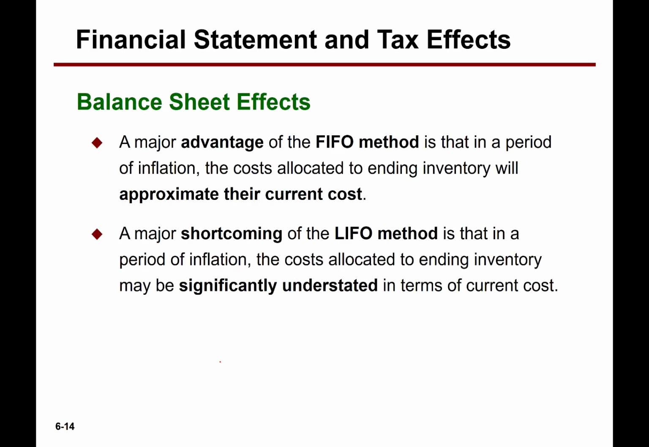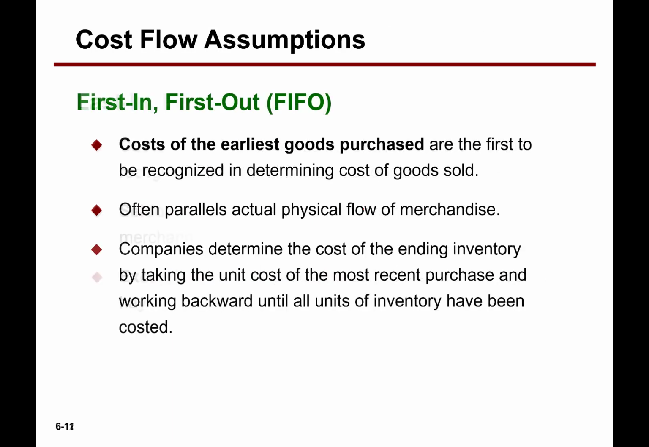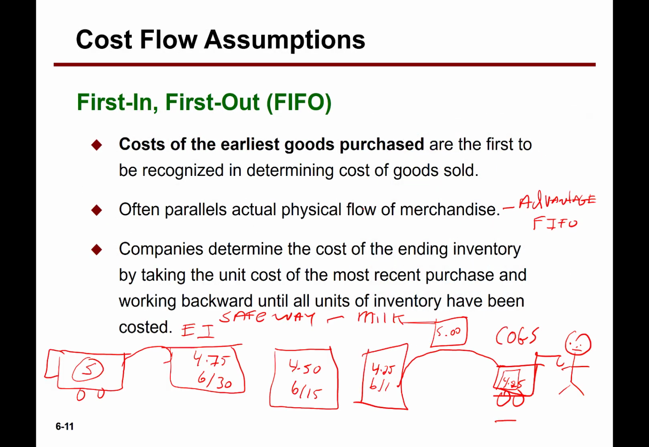Okay, so let's take a look right here. A major advantage of the FIFO method is that in a period of inflation, the cost allocated to inventory will approximate its current cost. So what happens? If this truck were to roll over accidentally on these milks and crush them, these 475 ones, how much would it cost Safeway to replace these? It would cost them $475, wouldn't it? So ending inventory pretty much approximates the replacement cost. When you look at their balance sheet and you see $475 per milk, that's pretty much what they cost them, isn't it?